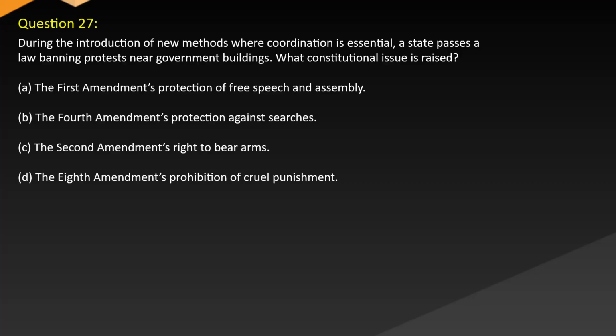Question 27. During the introduction of new methods where coordination is essential, a state passes a law banning protests near government buildings. What constitutional issue is raised? A. The First Amendment's protection of free speech and assembly. B. The Fourth Amendment's protection against searches. C. The Second Amendment's right to bear arms. D. The Eighth Amendment's prohibition of cruel punishment.